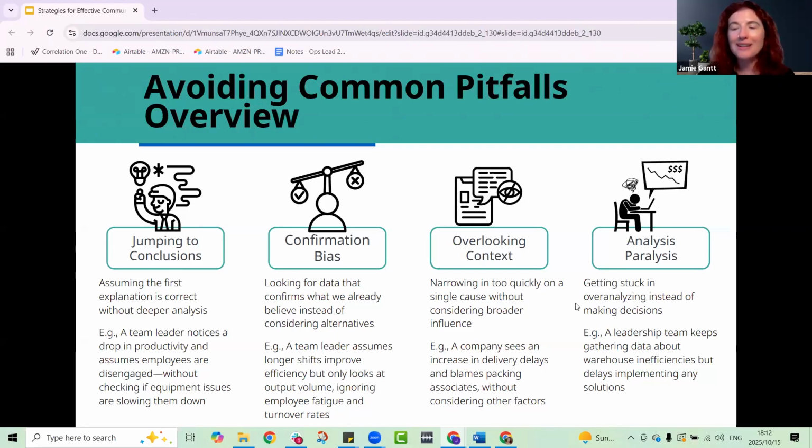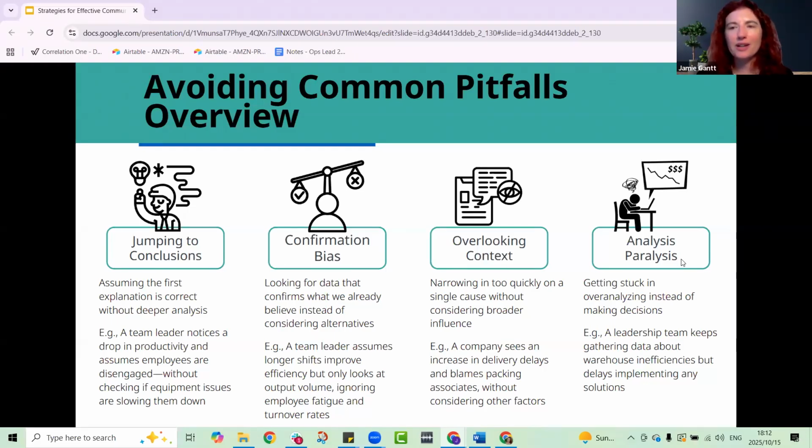Why am I wrong? Why will this not work? Why is this a bad idea? Let me know, right? That's going to get us through that confirmation bias. And then we don't want to overlook the context. So we don't want to zero in on just this one tiny thing. We want to zoom out before we go in. And then the analysis paralysis. We need to make a decision.